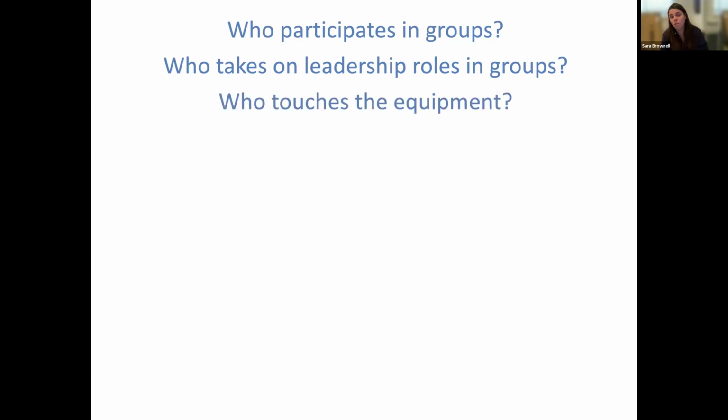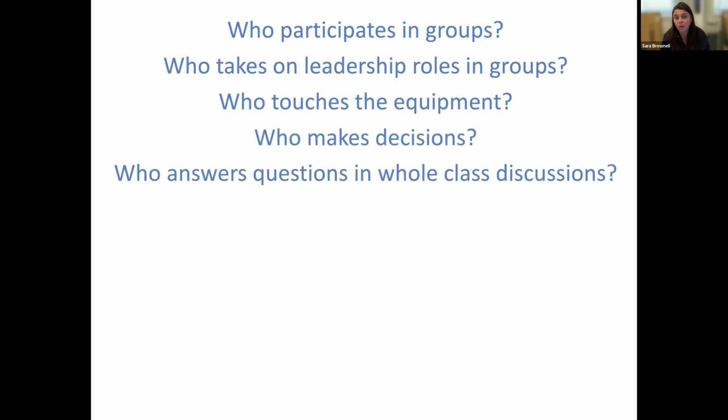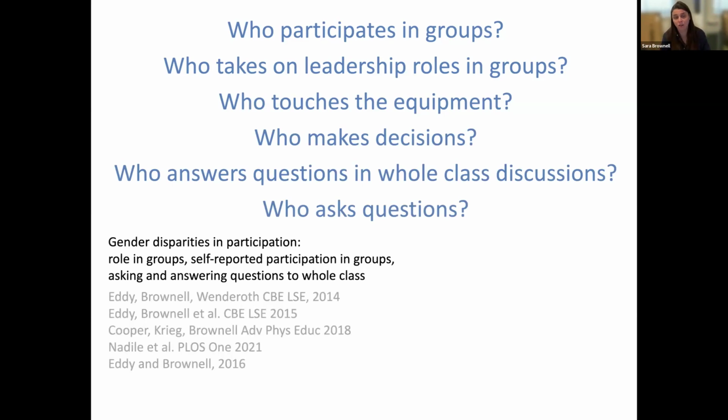Who takes on leadership roles in groups? Who gets to touch the equipment? That's something to think about, right? Is it equitable, or does one person always get to do it? Does the best person get to do it? Does the most aggressive person get to do it? Who actually makes decisions? Who answers questions in whole class discussions and gets status for answering questions? Who asks questions in front of the whole class?